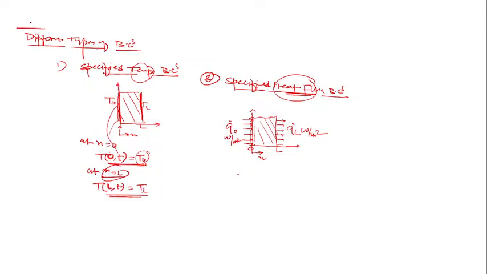So can I write here, at x equal to 0, the Q at x equal to 0 and time t is found to be Q naught. Similarly, at x equal to L, Q at L and time t is found to be QL watt per meter square. Clear? The heat flux is specified.